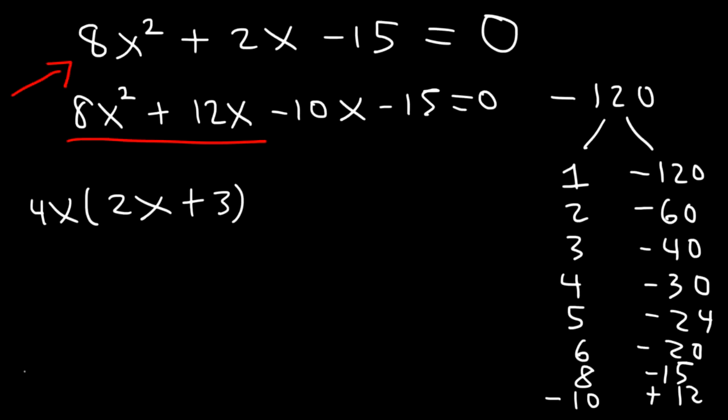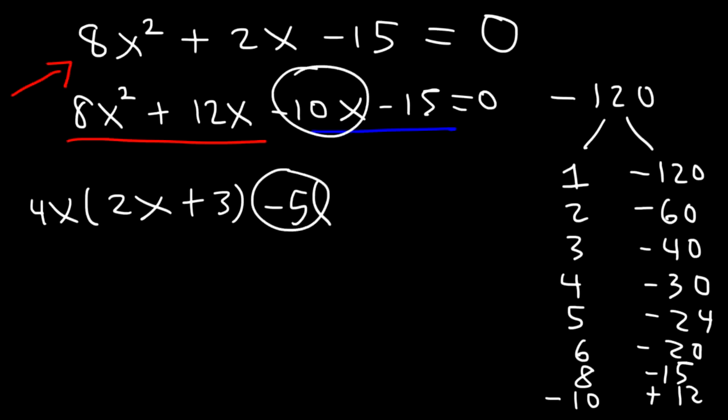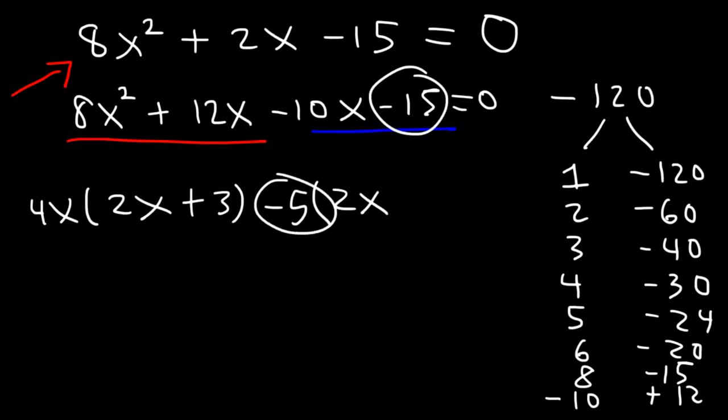In the last two terms, take out the greatest common factor, in this case negative 5. Negative 10x divided by negative 5 is 2x. Negative 15 divided by negative 5, that's plus 3.